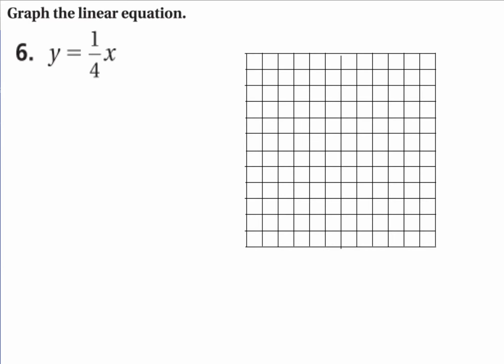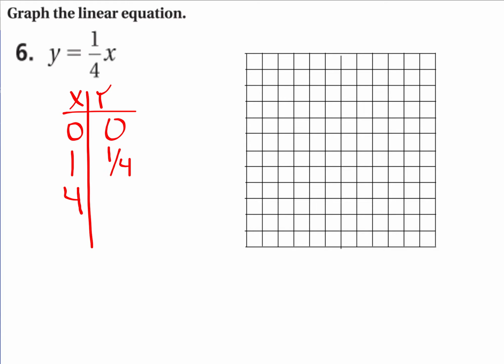Okay, for this one, x and y, I'm going to use 0, which is great. 1/4 times 0 is 0. If I try 1, 1/4 times 1 is 1/4. It's actually good to use multiples of the denominator 4. 1/4 times 4 is 1.